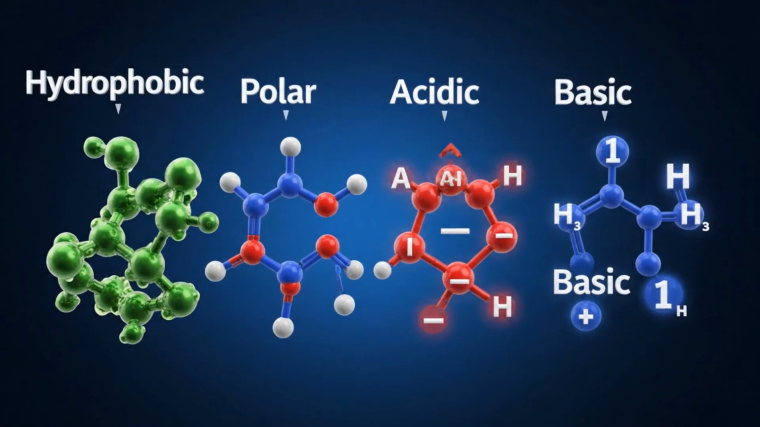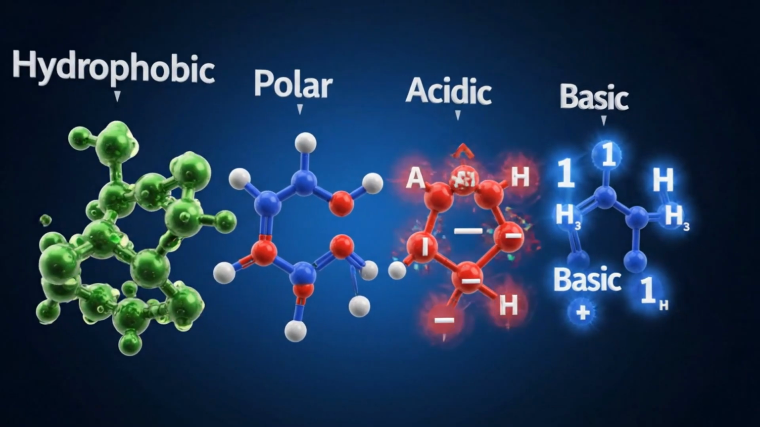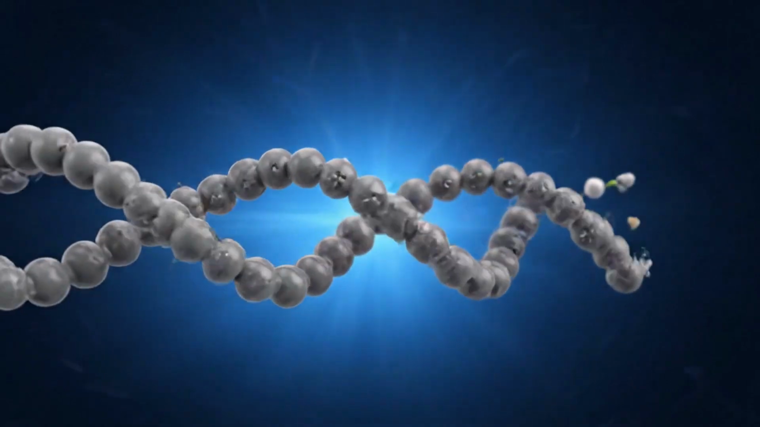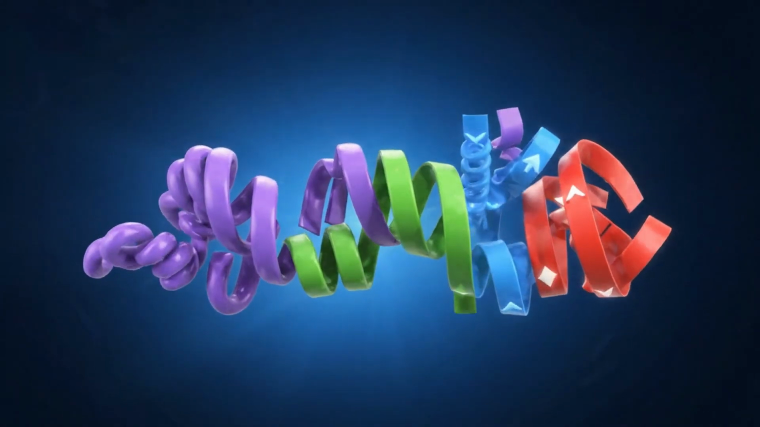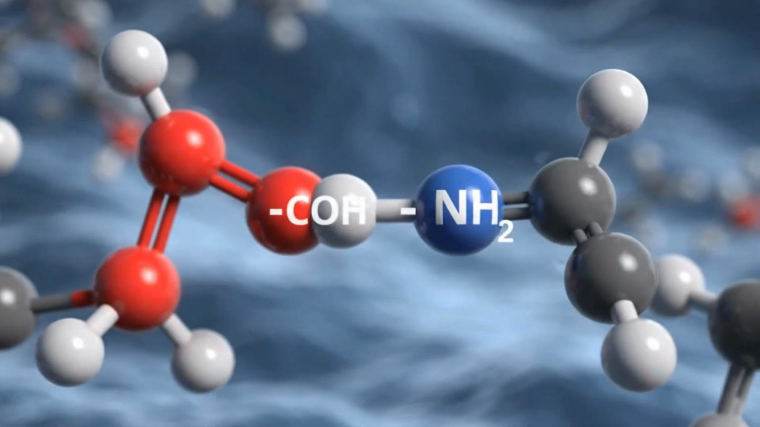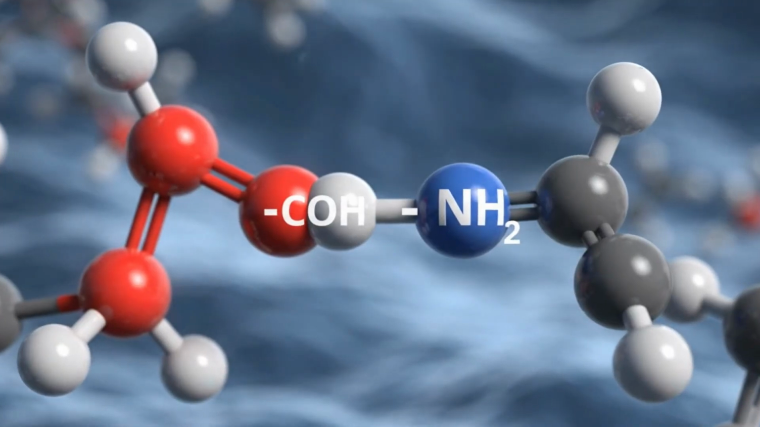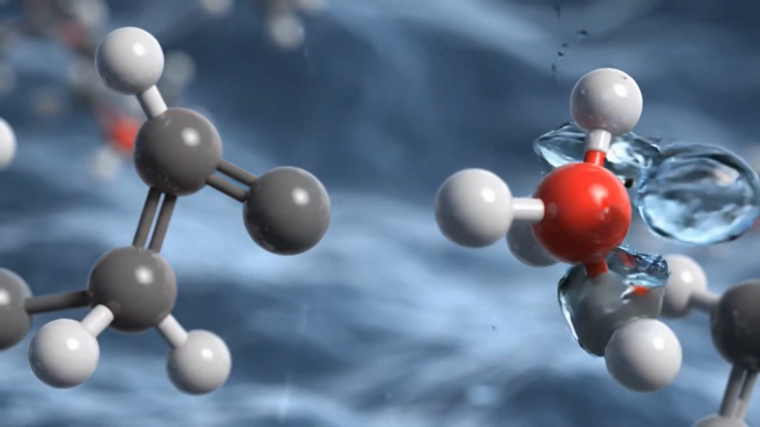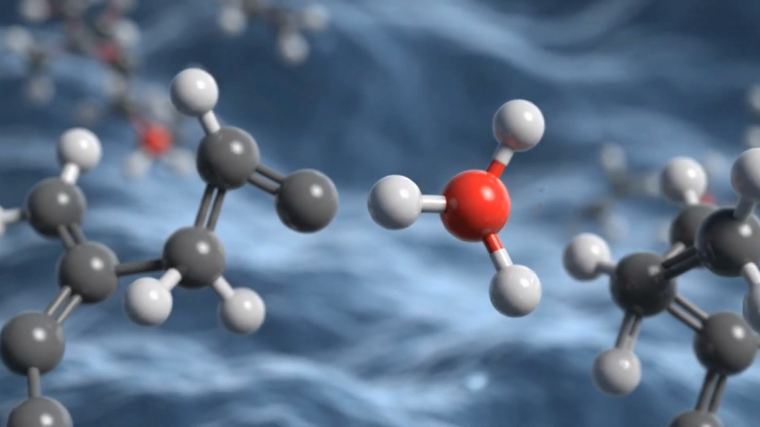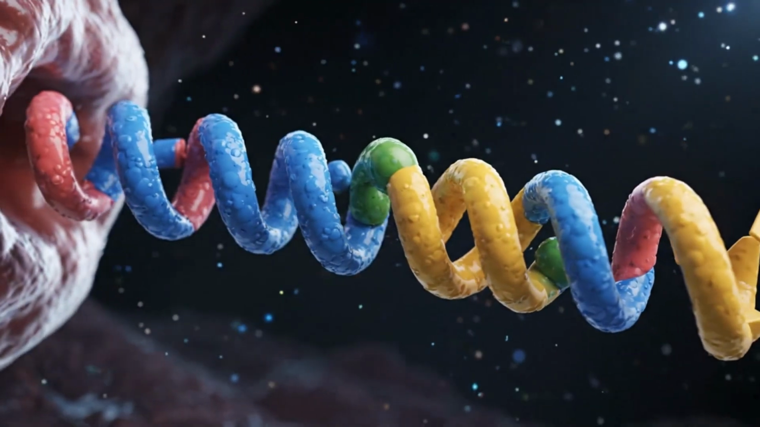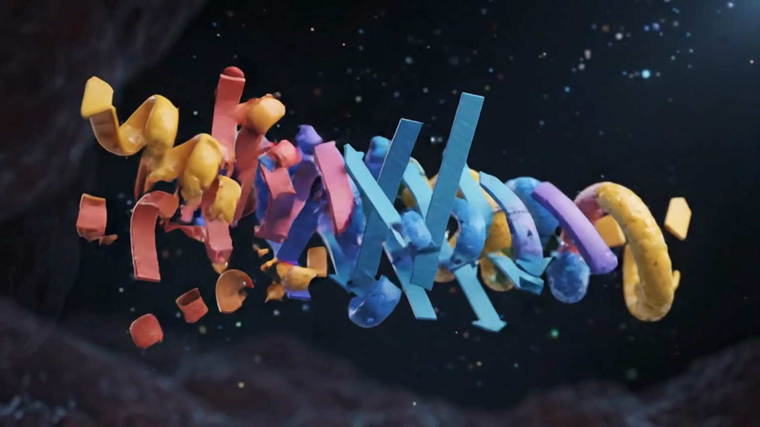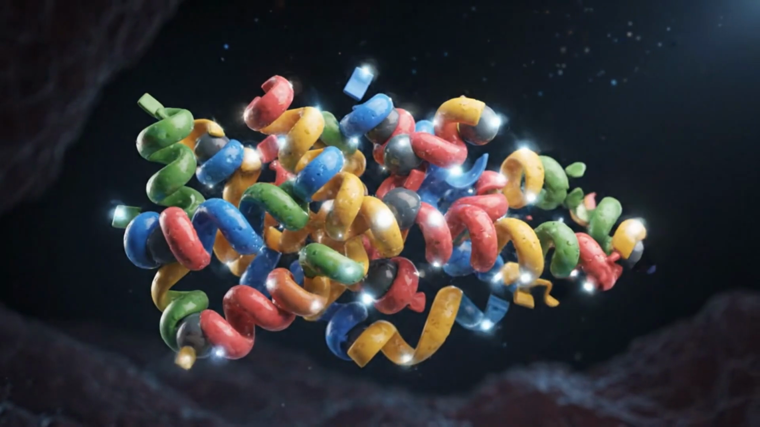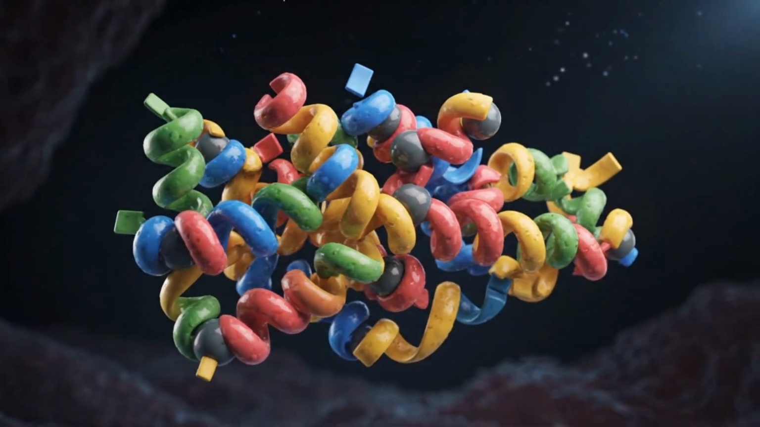R groups determine polarity, charge, interactions, and ultimately influence protein structure and function. Amino acids join through peptide bonds, releasing water and forming longer polypeptide chains. Polypeptide chains fold into precise three-dimensional structures that allow proteins to function.